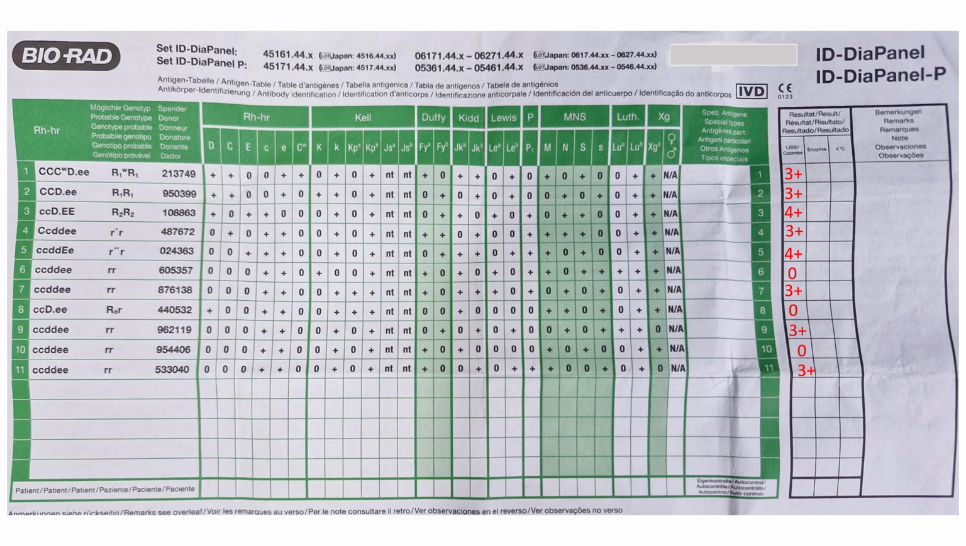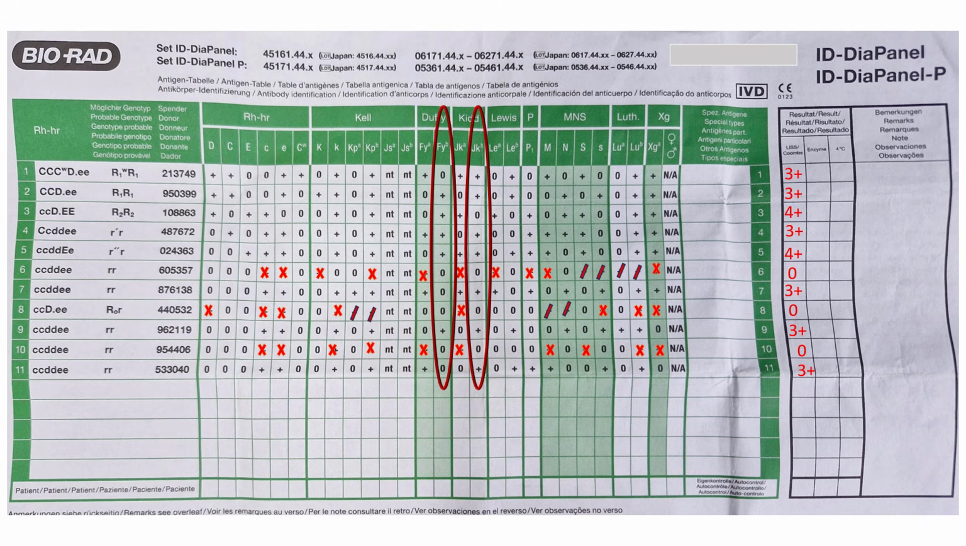This is the corresponding antigram of the 11-cell panel which we use. We mark the reactions on the antigram as obtained on the AHG gel card and begin crossing out the antigens on the antigram. After crossing out the antigens on the antigram, the probable antibodies in the patient serum are anti-Kell B antibody, anti-Duffy B antibody, and anti-capital E antibody.